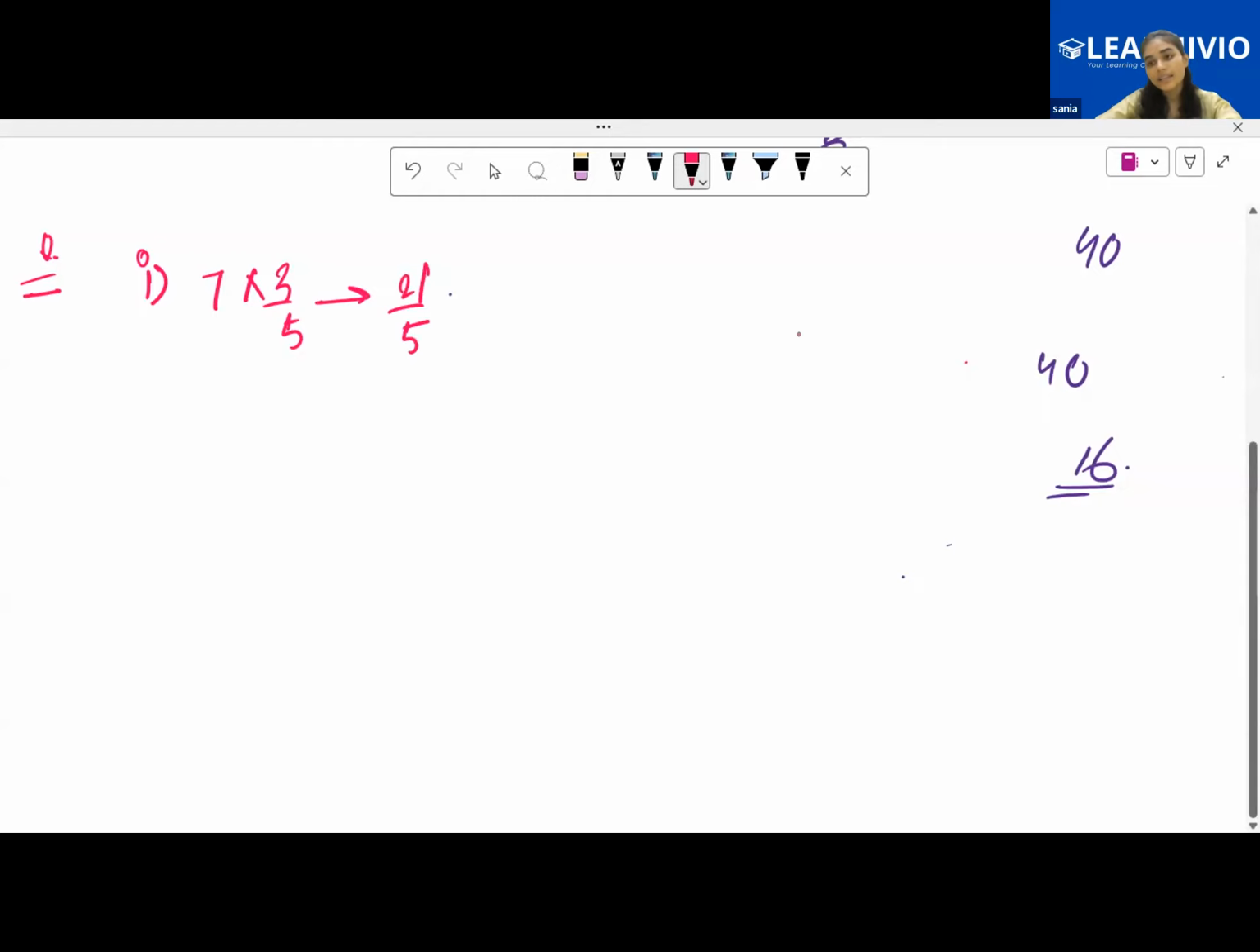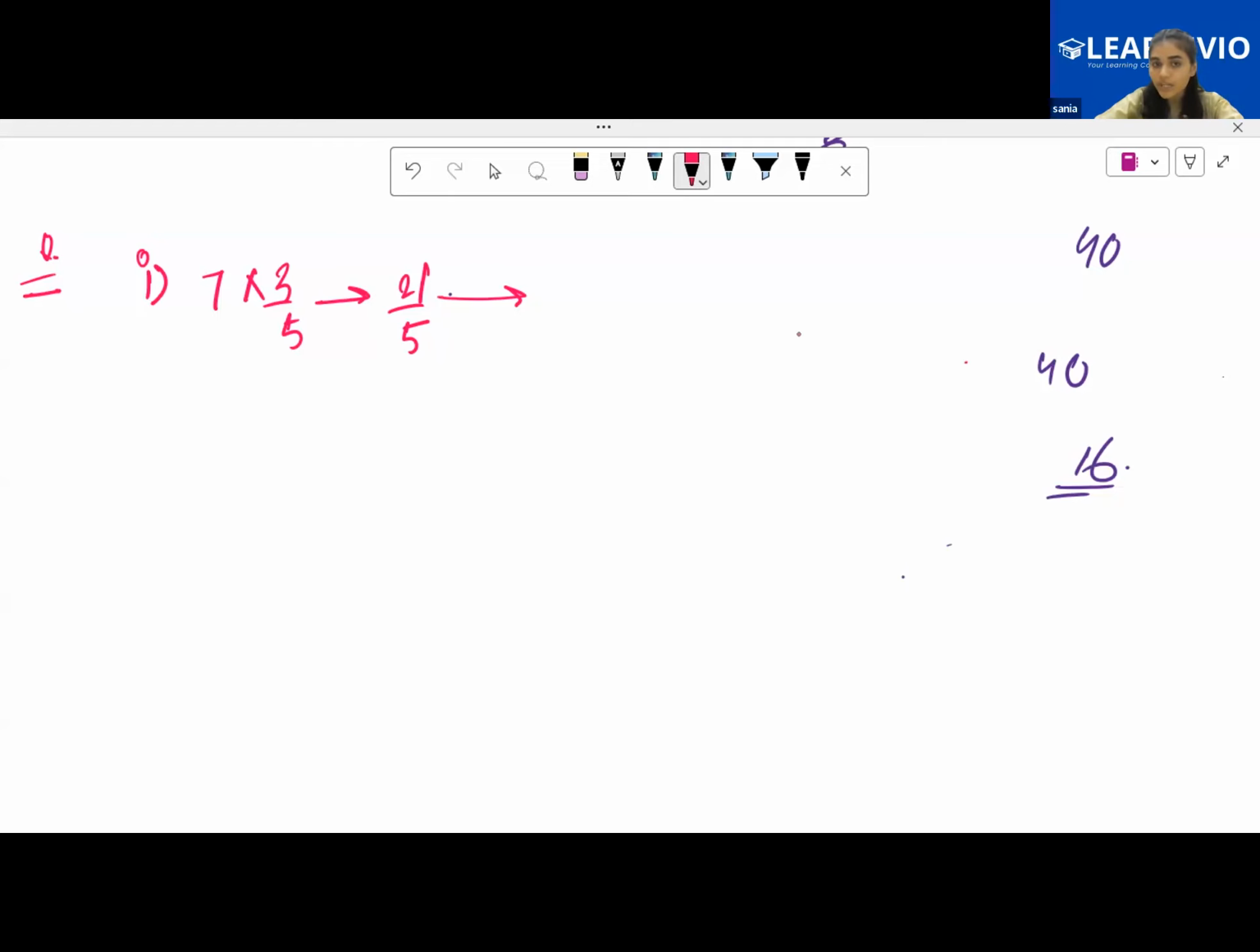Now, is there any lowest form that exists for 21 by 5? Do they have any common factor? No, they do not have. So their highest common factor is 1 only. So on dividing by 1, you will get the same answer. That means there is no lowest form. So now you'll just skip the second step because there is no lowest form. Just do the third step, which is converting them into mixed fractions.